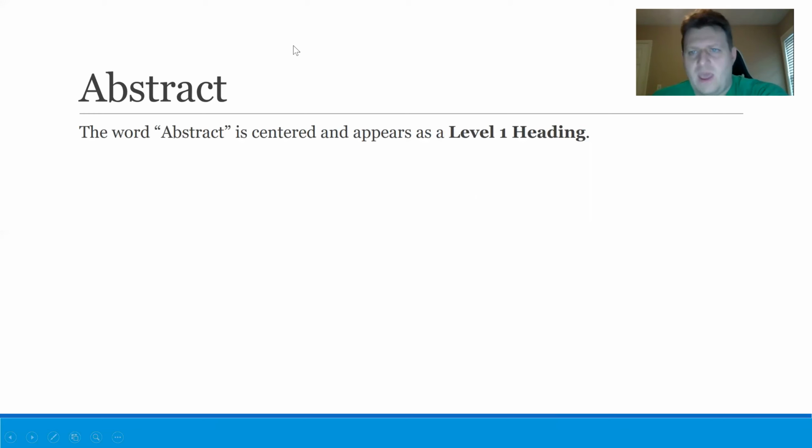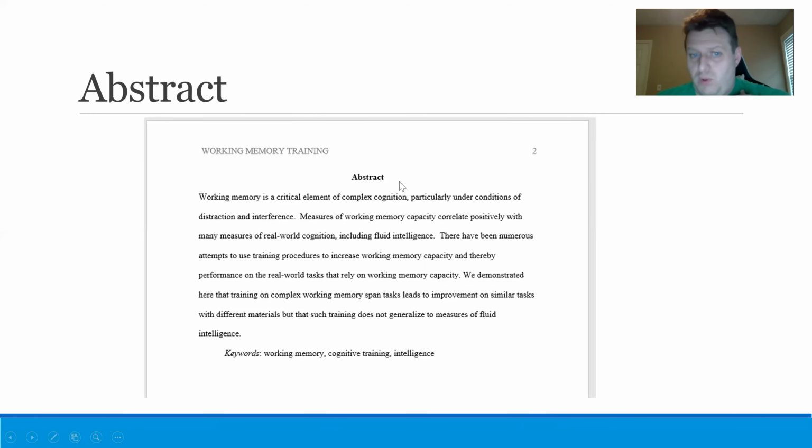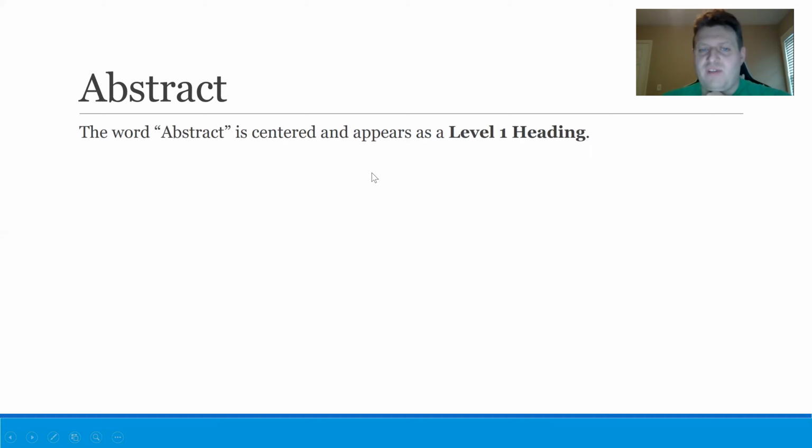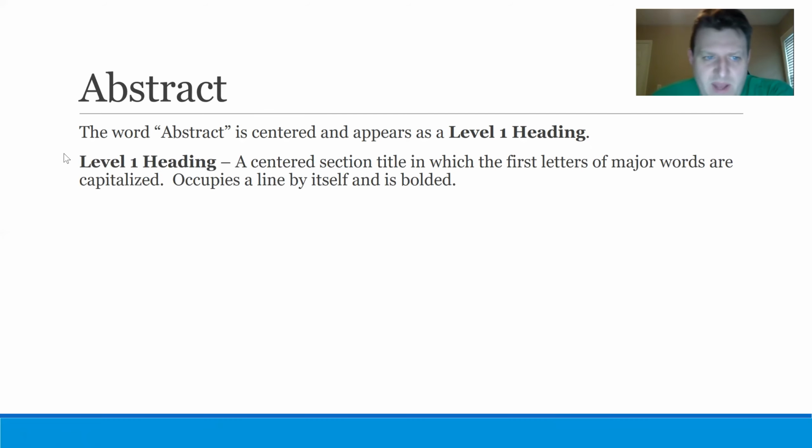The word abstract here is bolded and it's centered. This is known as a level 1 heading. As you go further and want to break down different parts in an APA style paper into further and further subdivisions, you start with the level 1 heading, then you go to level 2 headings, 3, 4, 5. I've never seen a 5, but level 1 headings are the headings for the major sections. So for instance, the abstract, title, methods, results, discussion, those are all level 1 headings.